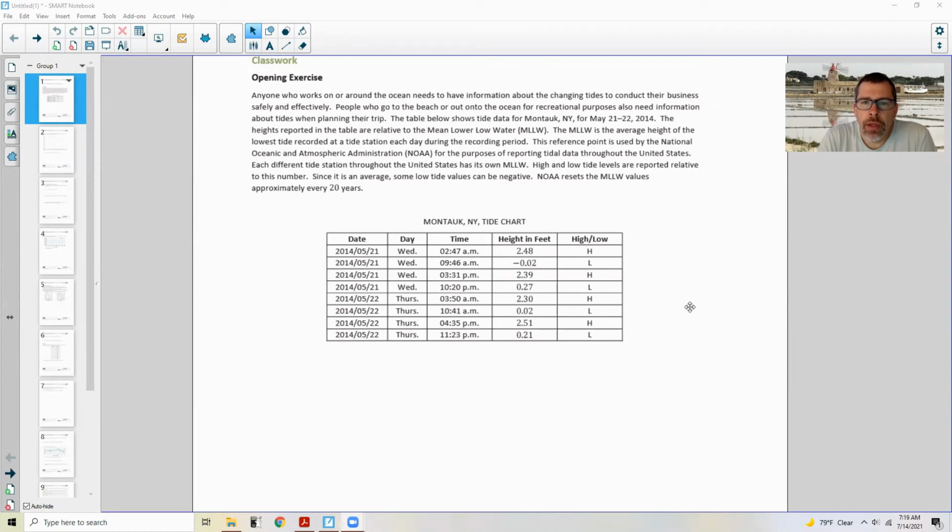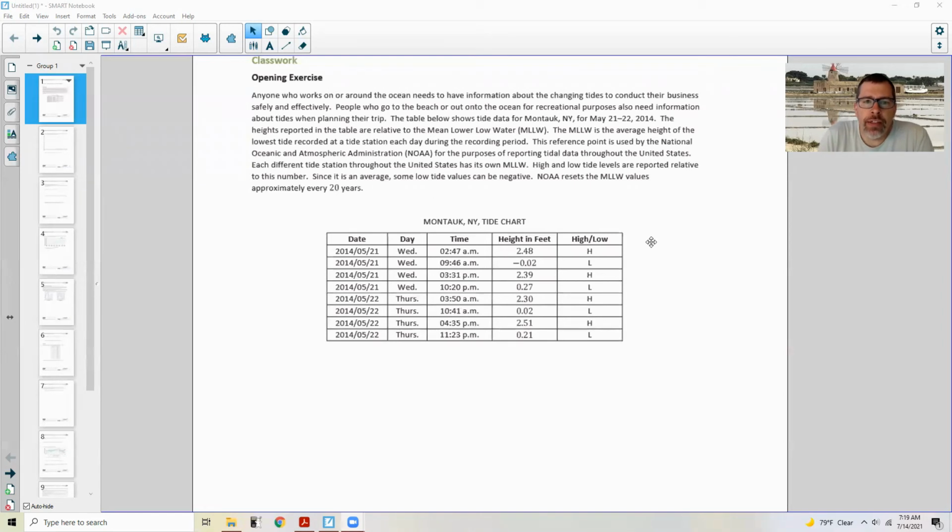planning their trip. The table below shows tide data for Montauk, New York for May 21st and 22nd back in 2014. The heights reported in the table are relative to the mean lower low water, MLLW. The MLLW is the average height of the lowest tide recorded at a tide station each day during the recording period. This reference point is used by the National Oceanic and Atmospheric Administration, NOAA, for the purposes of reporting tidal data throughout the United States.